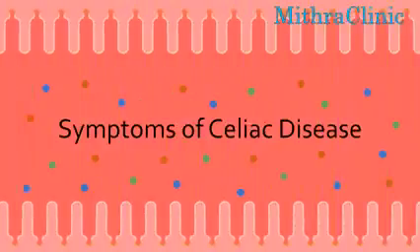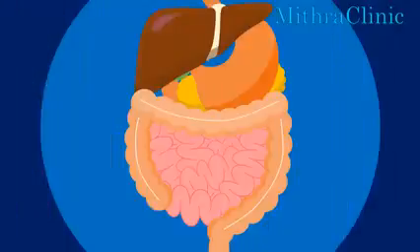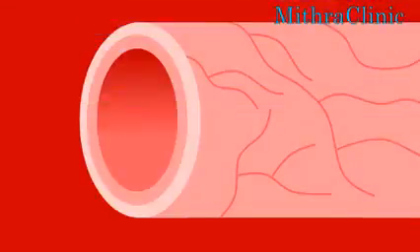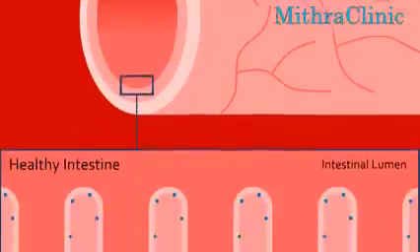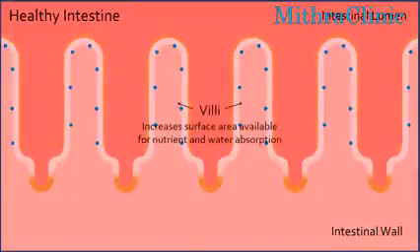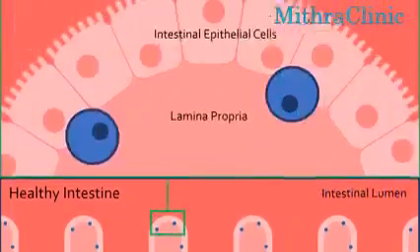Let's discuss the symptoms. The small intestine is where our body absorbs the nutrients and water from the food we eat. If we take a section of the small intestine and zoom into the inner surface, we can see that it is covered with finger-like protrusions called villi. This increases the surface area available for nutrient and water absorption, compared to if the inner surface were flat. Let's zoom in even further.